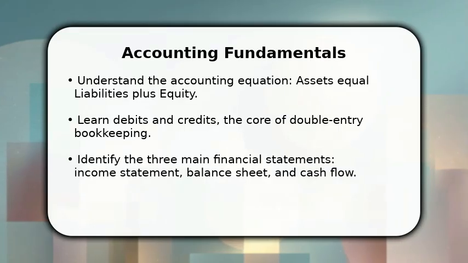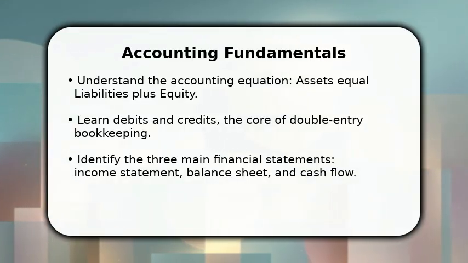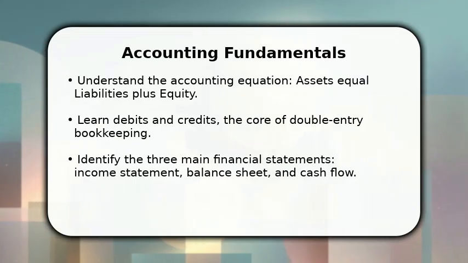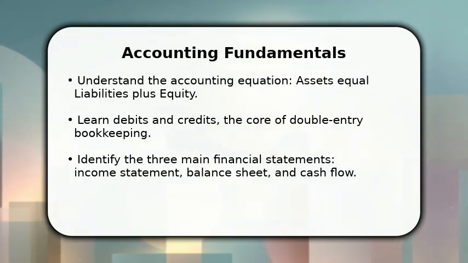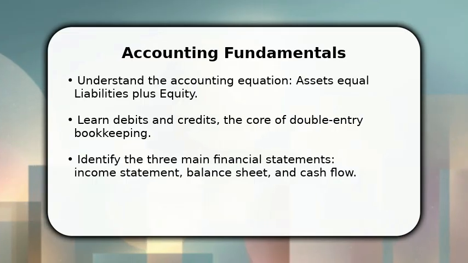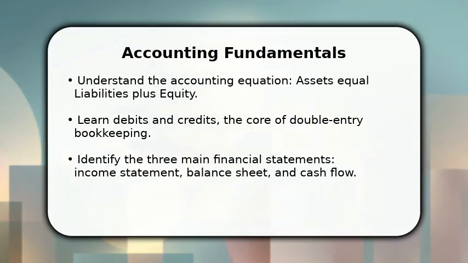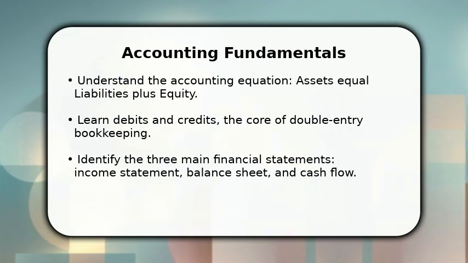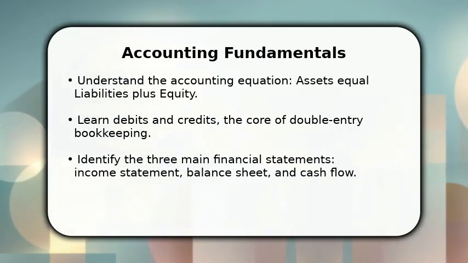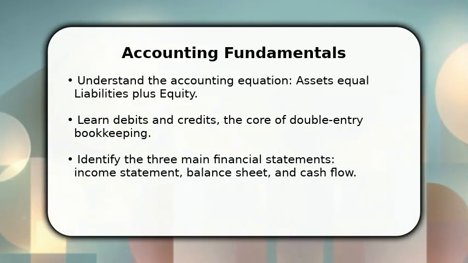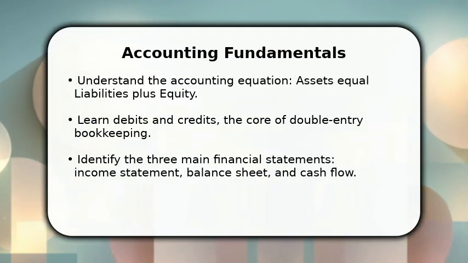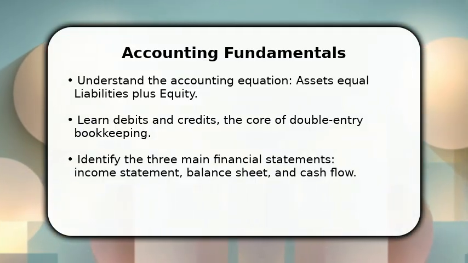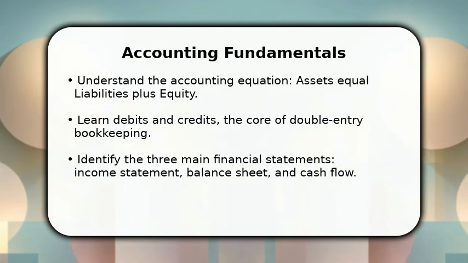In this video, I will explain how to learn accounting for beginners. We will start by understanding the fundamental accounting equation, which states that assets equal liabilities plus equity. Then, we will dive into the crucial concepts of debits and credits, the very foundation of double-entry bookkeeping. Finally, you will learn to identify the three primary financial statements: the income statement, balance sheet, and cash flow statement, each offering a unique view of a company's financial health.